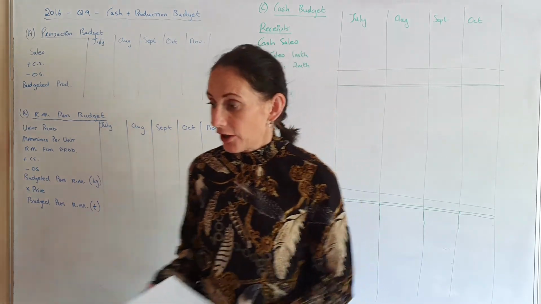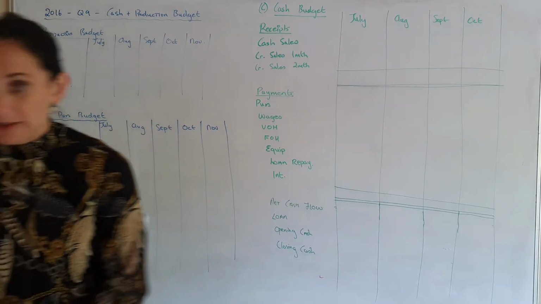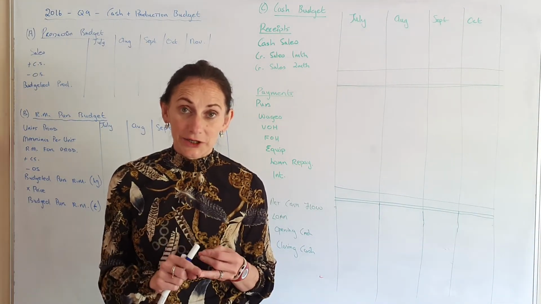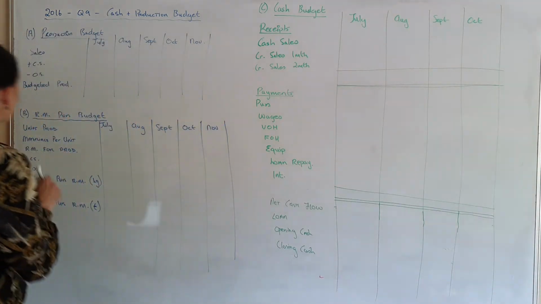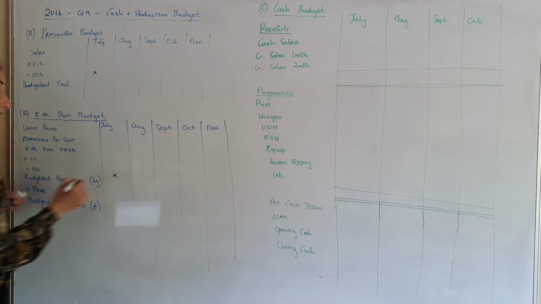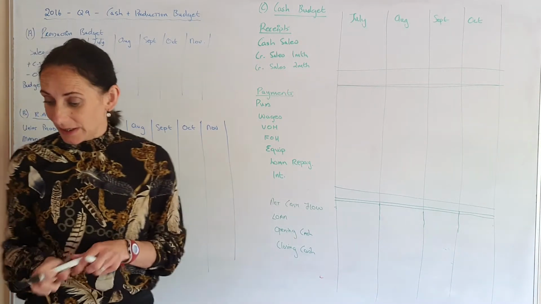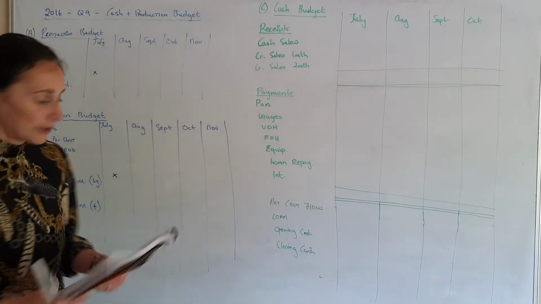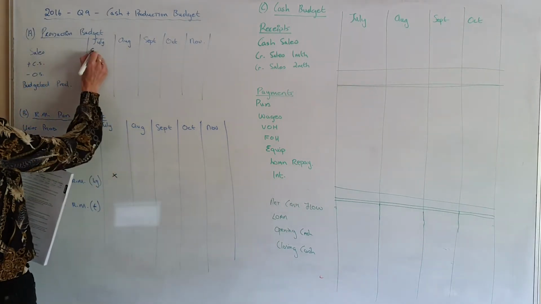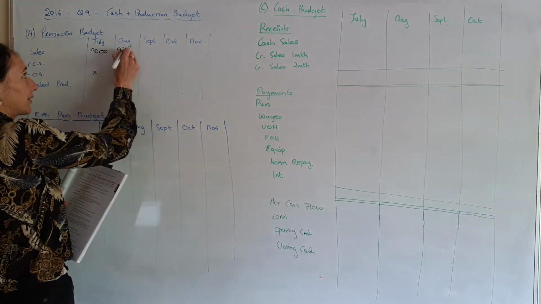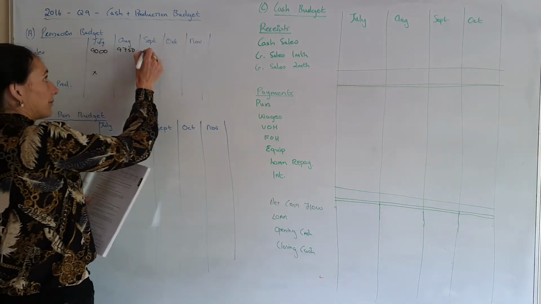Again, you have to remember it's a new business, so there should be no opening stock at the start. So straight away, here I can go in July, no opening stock, because it's a new business. So let's fill this in then. In July, you expect to sell 9,000. In August, 9,750. September, 11.